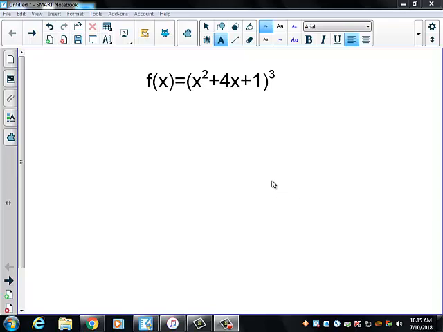All right, so we're talking about section, I think it's 1.7. It is what we call the chain rule. And we're trying to find the derivative of f of x, where f of x is equal to quantity x squared plus 4x plus 1, quantity cubed.